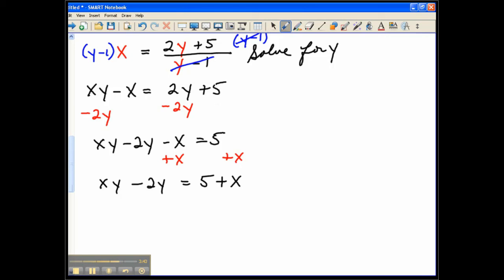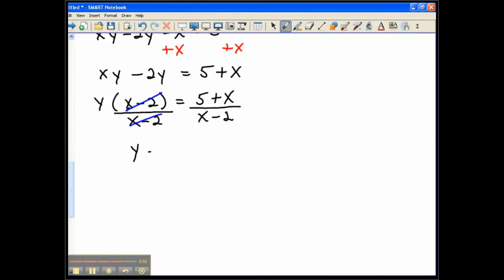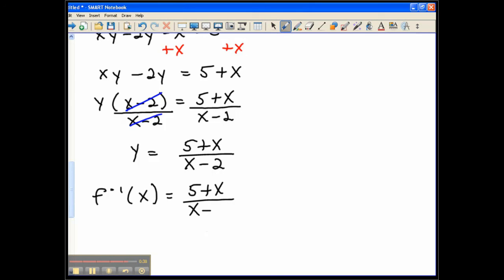Now on the left, we can factor out a y. There's a GCF, greatest common factor of y. So y times x minus 2 equals 5 plus x. And then finally, divide both sides of the equation by x minus 2. Now the x minus 2's will cancel, and we're left with y equals 5 plus x over x minus 2. So the inverse function is 5 plus x over x minus 2.